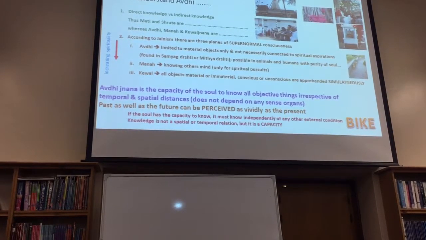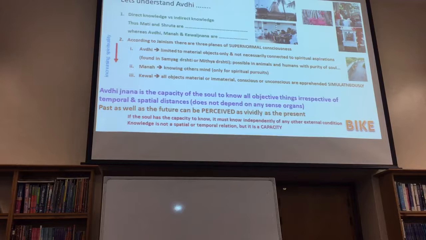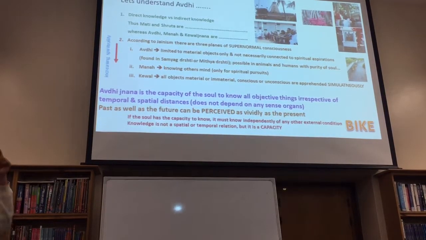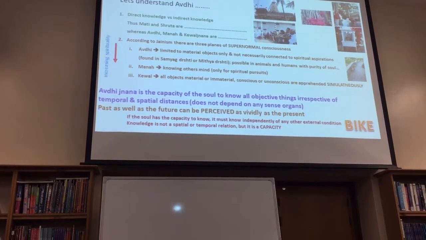So Avdhijnana is the capacity of the soul to know all the objects or objective things. Very important. They cannot read your mind. So with Avdhijnana, I cannot know what you're thinking, but I can know about the objects. Which car do you have at home, what do you have at home, so anything objective, material, it's a knowledge of Avdhijnana and not in the domain of fear.